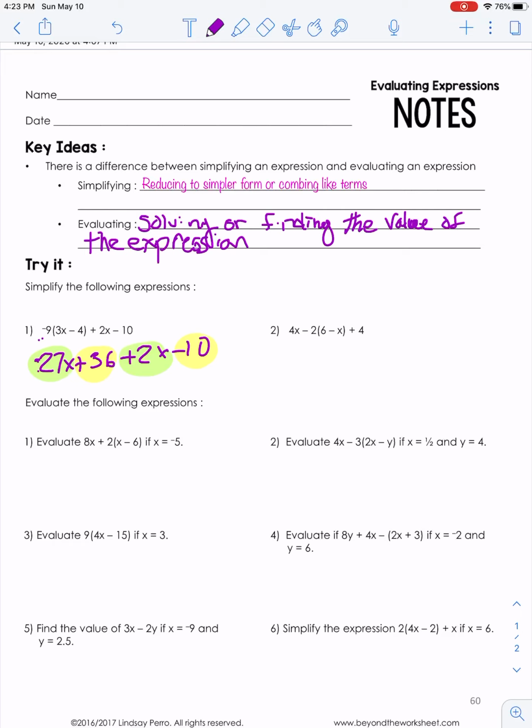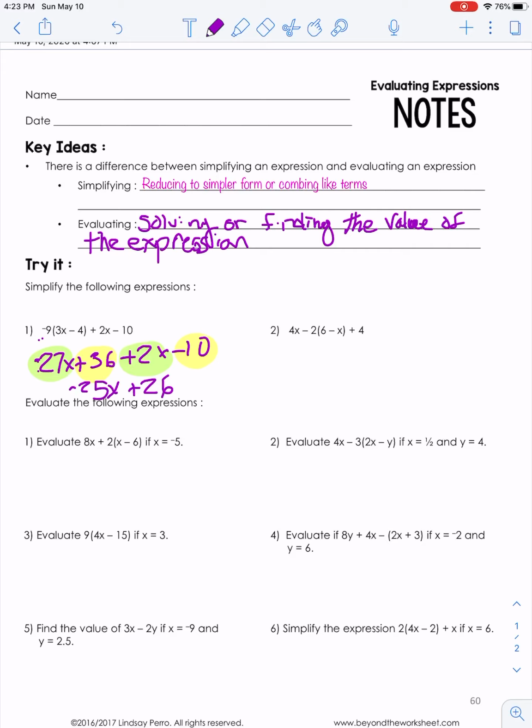So we have -27x plus 2x. So that would be -25x. Then we have 36 minus 10. So we'd have plus 26. So that would be our simplified version.